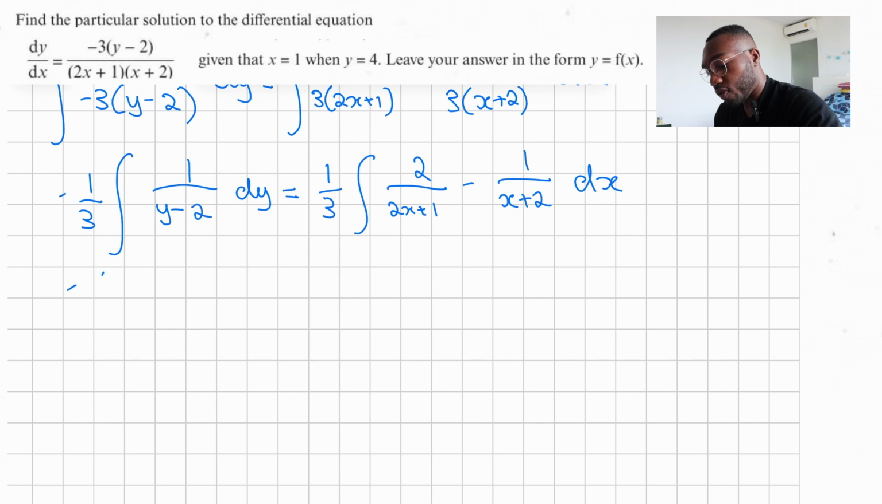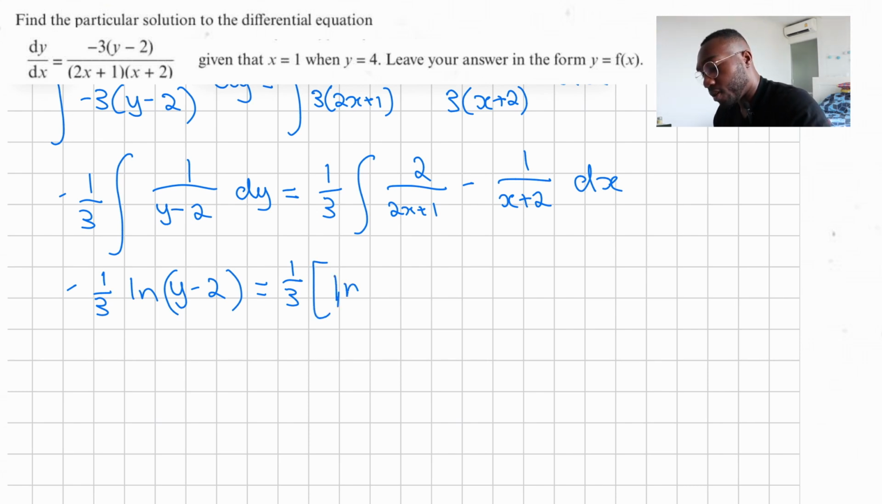And now if we integrate this, what do we get? We get minus 1 over 3, and then that will just be ln|y minus 2|. And that is equal to 1 over 3. If we integrate that, we will just end up with ln|2x plus 1|, okay? And then for this one, we would get minus ln|x plus 2|, okay?